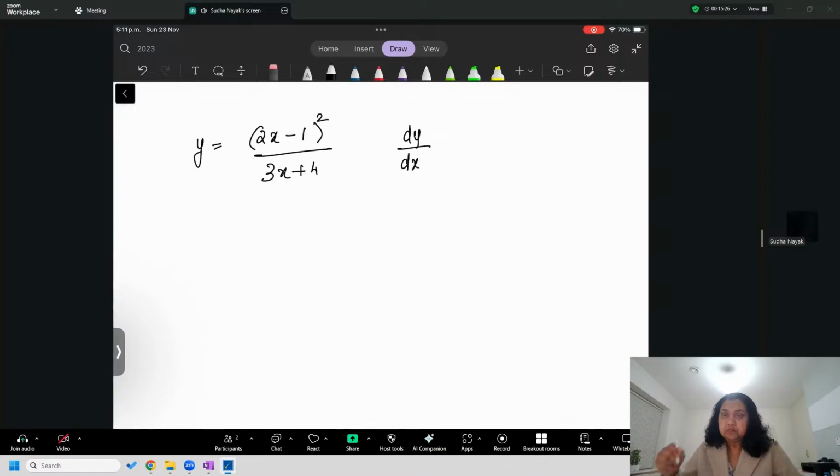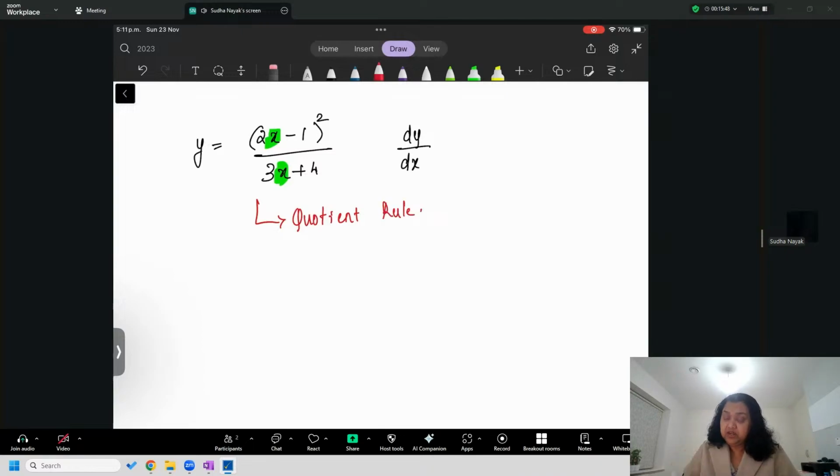Okay. Now, if you see a question like this, what is it that you are going to notice first? You're going to see, okay, there is an x here, there is an x here. So what rule will be used? Product rule. Sorry, quotient rule. Because it is in the numerator and denominator, you are going to work with the quotient rule here.